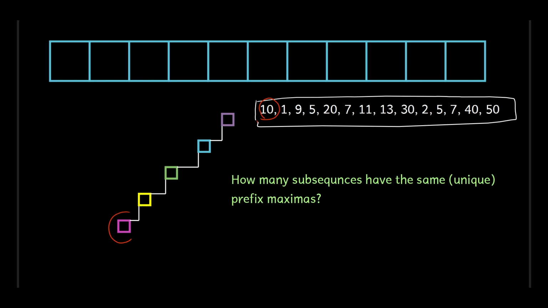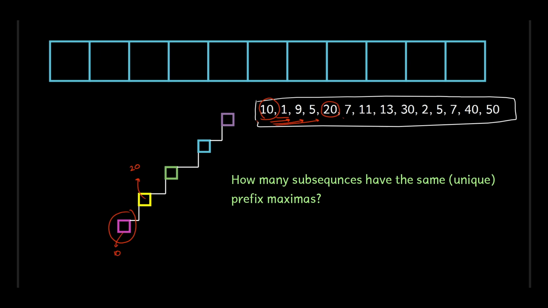So this is 10. And then you will see that the prefix maxima does not change because the prefix maxima for this block is 10, and for this block is also 10. This block is also 10. And this is the first time you encounter 20 as the prefix maxima. So you label it as 20. So this is 10, this is 20.